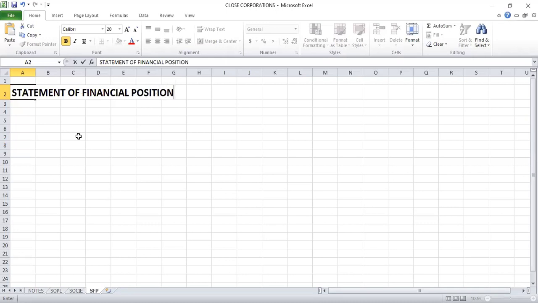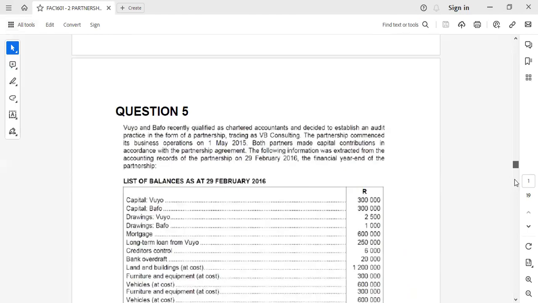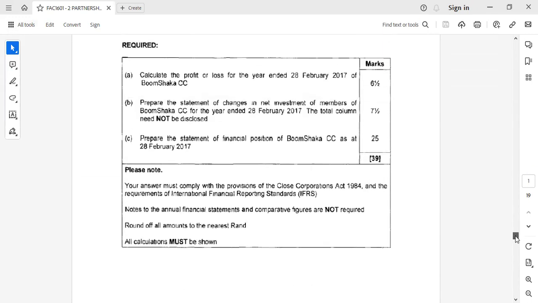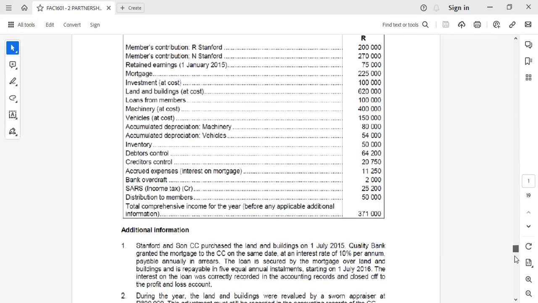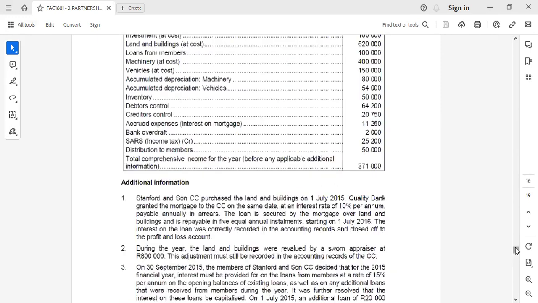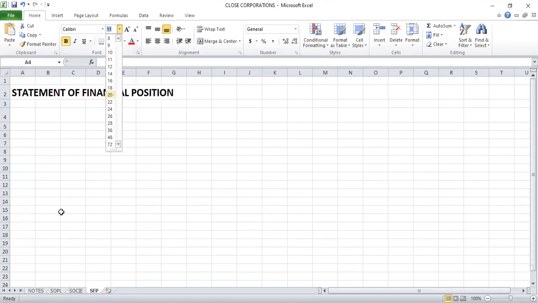Right. So the statement of financial position, the way we shall do it is through answering a question. Then I'll also be explaining some of the things that might be required, which might not be on the question. The question that I shall use to illustrate the statement of financial position is question nine. I don't know if we're going to finish. If we don't finish, we'll finish it off on Saturday before we look at companies.